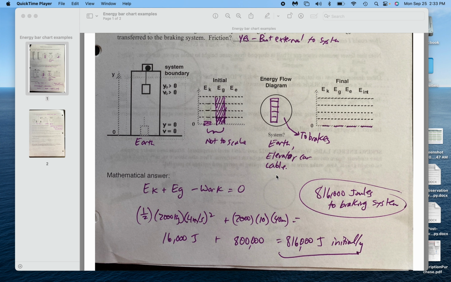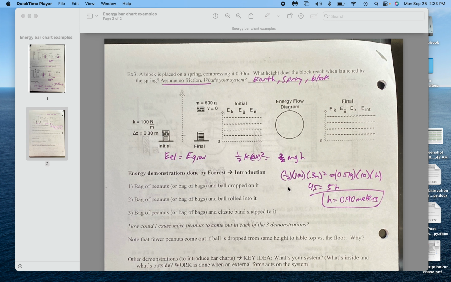Those brakes probably get pretty hot. So the idea here is to think about this more mathematically. Obviously, these are not to scale. I didn't anticipate this, but the gravitational potential energy is much, much more than the kinetic energy. So that's interesting. I've got a third example here in the back.